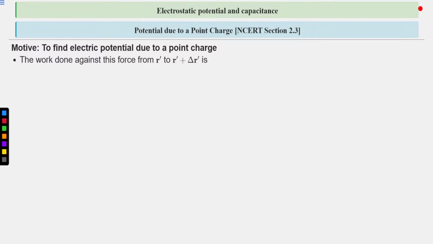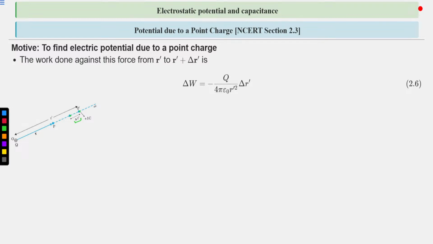Now, work done against this force from r dash to r dash plus delta r dash is, okay, what is the work done to move this charge from P dash to this point through this small distance delta r dash? Work done is Q by 4 pi epsilon naught r dash square into, this is force into displacement. What is the displacement? Delta r dash.